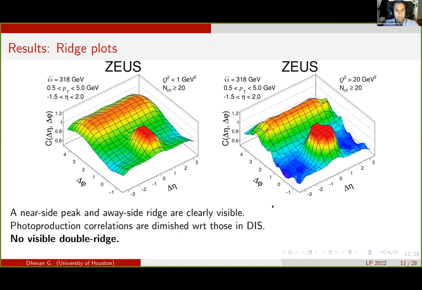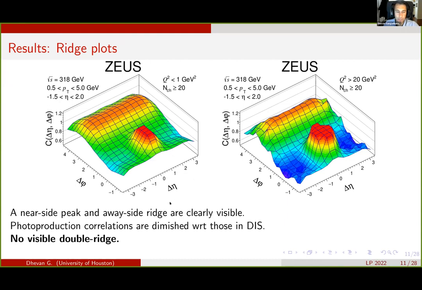So before I show more C12 and C22, let's go back to these ridge style plots. Here are our results for those. On the left is photoproduction, so Q squared less than 1 GeV squared, and on the right is deep inelastic scattering.